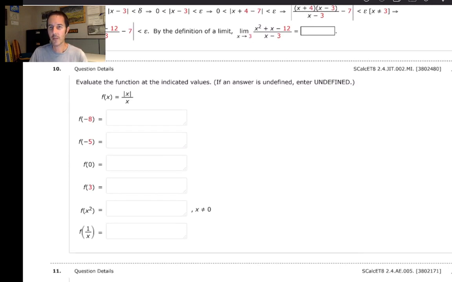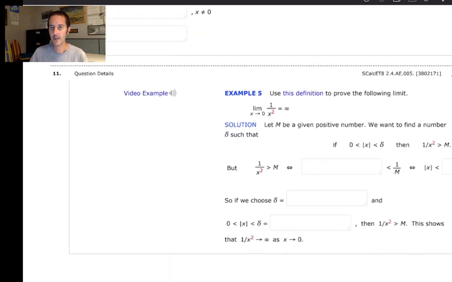Number 10, we're being given a function, and all you're being asked to do is evaluate that function for some input values. I think you can handle that.